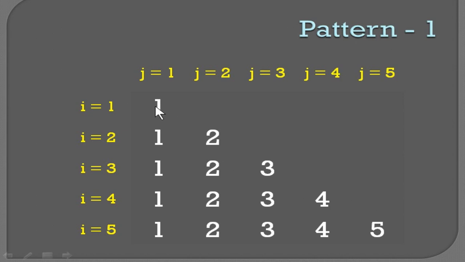So the first pattern is the basic pattern. You can see the first row is 1, the second row is 1 2, the third row is 1 2 3, then 1 2 3 4, and then 1 2 3 4 5. You have 5 rows and 5 columns. Now you are going to answer the first question. What is the start value of the outer loop?